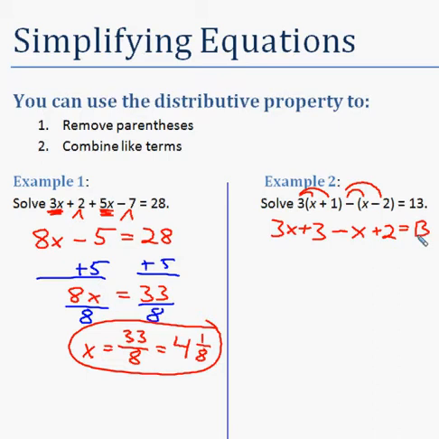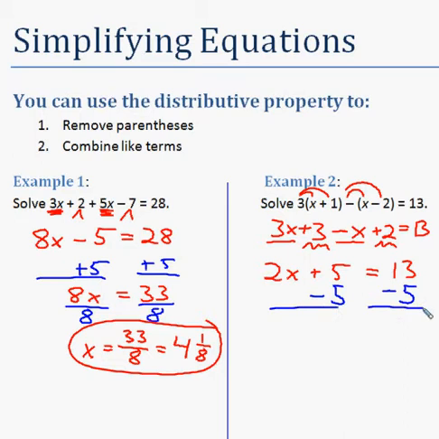Now we're going to look at like terms again. So we have a 3x and a negative x. That gives us 2x. A positive 3 and a positive 2 is 5. So we have 2x plus 5 equals 13. Now again, we're to a simple one. We want to subtract the 5 first. So we'll subtract 5 from both sides. That gives us 2x is equal to 13 minus 5, which is 8. And we'll finish by dividing both sides by 2. And x is equal to 4.